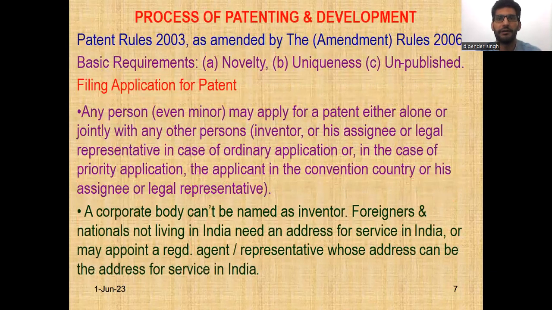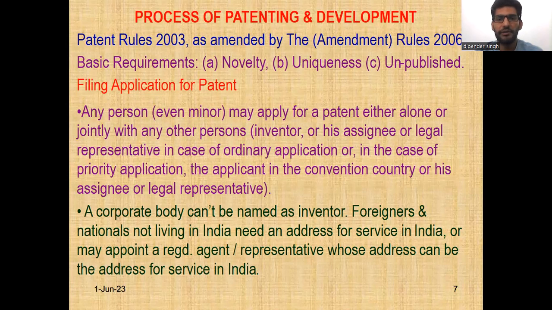What is the process of patenting and development? Patent Rules 2003, as amended by the Amendment Rules 2006. Some basic requirements are novelty, uniqueness, and an unpublished filing application for patent. Any person may apply for a patent either alone or jointly with any other person: the inventor or his assignee or legal representative in case of an ordinary application, or in the case of a priority application, the applicant in the convention country or his assignee or legal representative.